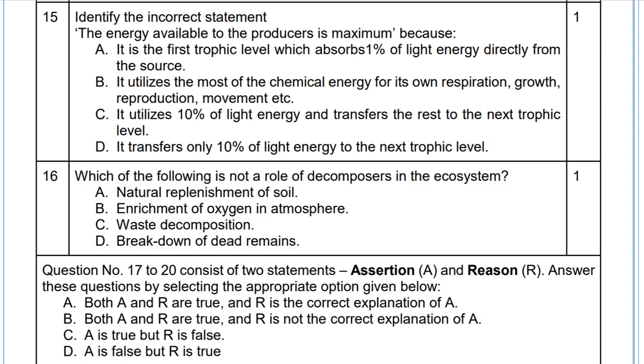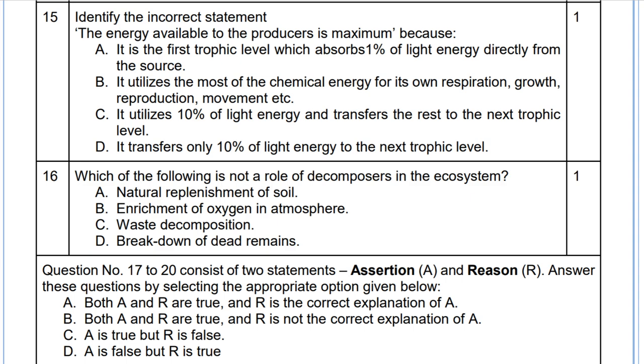Question 16. Which of the following is not a role of decomposers in the ecosystem? A. Natural replenishment of soil. B. Enrichment of oxygen in atmosphere. C. Waste decomposition. D. Breakdown of dead remains. Correct answer is B. Enrichment of oxygen in atmosphere.